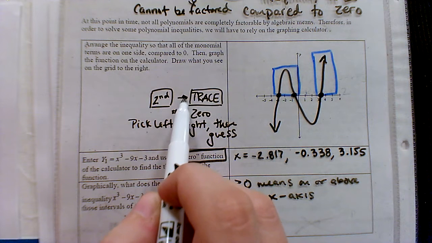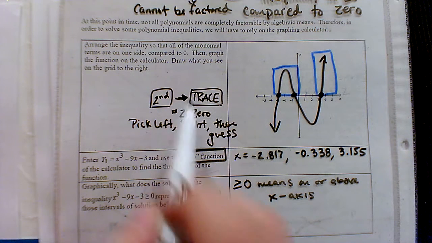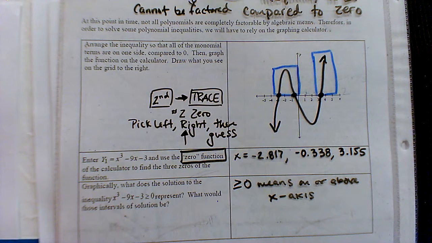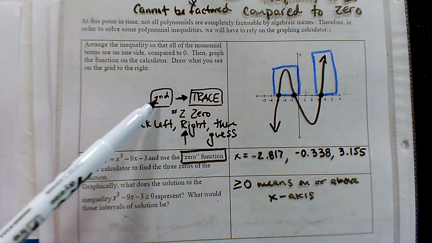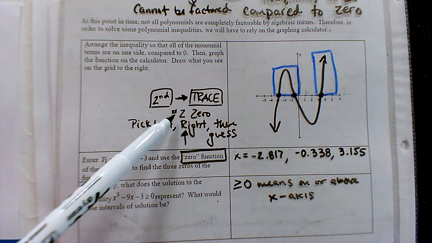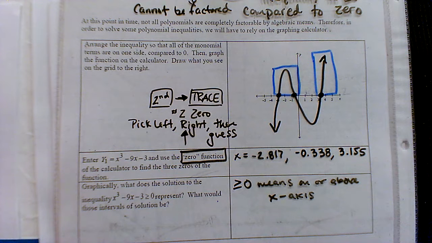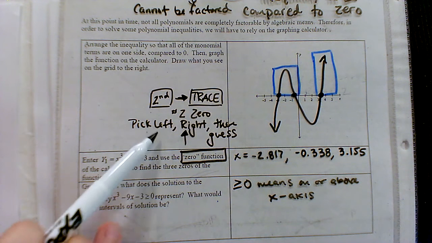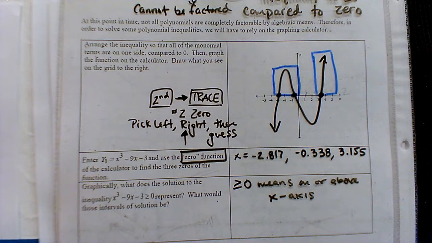So if you reference your notes at some point, it might not be a bad idea to write down the buttons or kind of the process you might need to use for this zero command or option. So we got to hit the second button and then the trace button. You're going to choose option number 2, that zero command. You got to pick a left point, then a right point, then your guess.